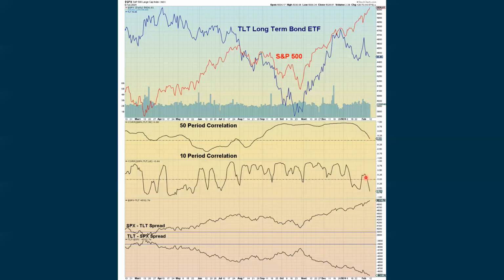We're also seeing in a shorter term time frame based on 10 periods where this relationship is getting weaker as well. What's going to happen here? Are stock prices going to need to pull back and justify interest rates going higher? Or are interest rates going to come down and justify stock prices going even higher than where they're at right now? That's the question that the market is trying to answer.